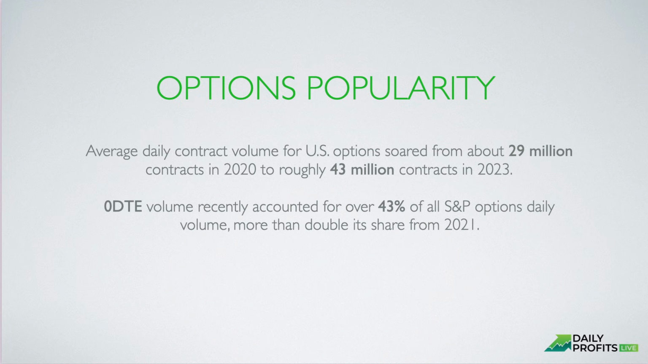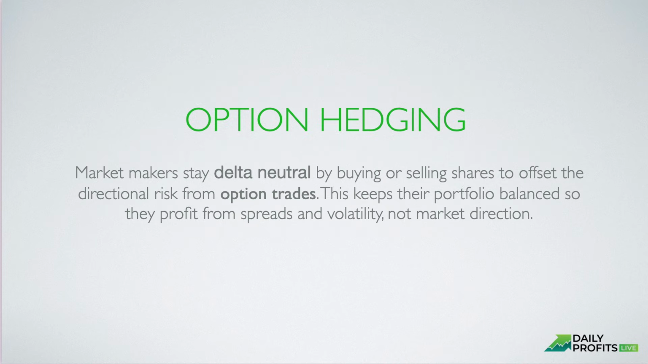So the average daily contract volume for U.S. options soared from about 29 million contracts before the pandemic to roughly 43 million contracts in 2023. And at the moment, zero DTE volume accounts for about 43% of all S&P options daily volume. So if options is such an important part of price action, wouldn't it be advantageous for us to be able to see where those key levels are, right?